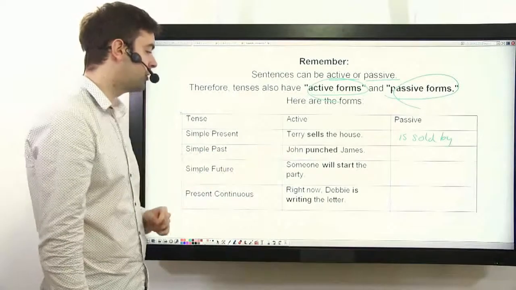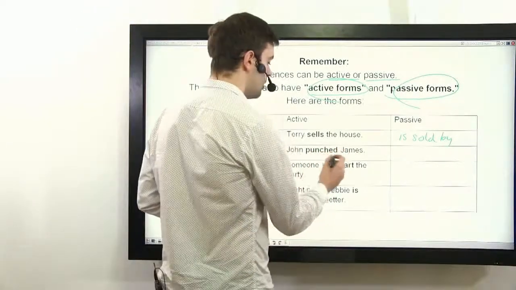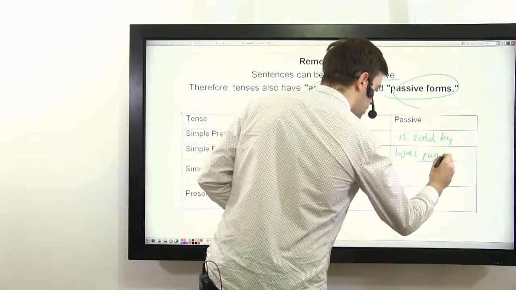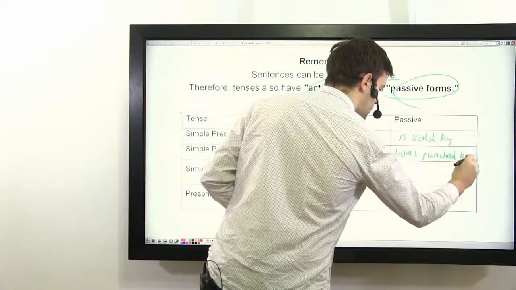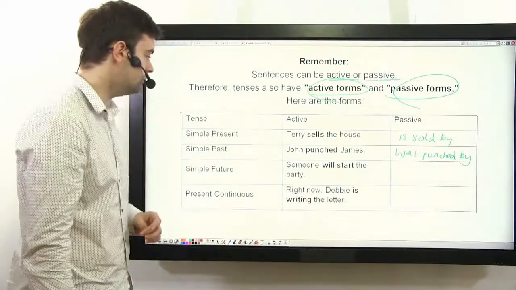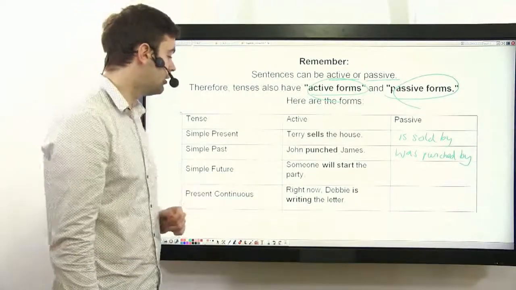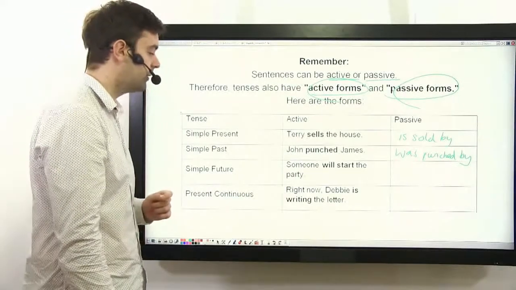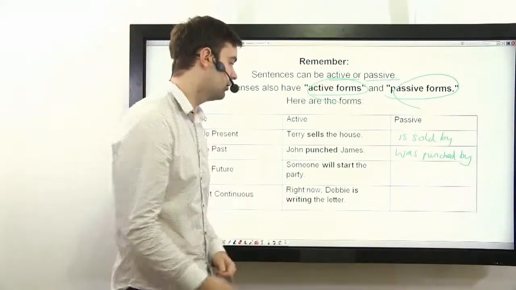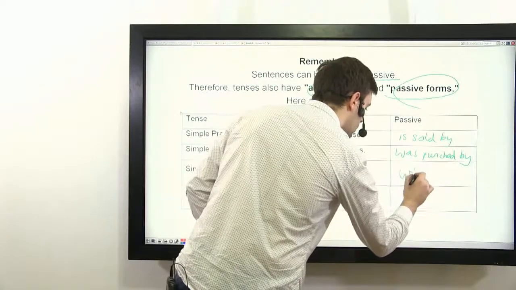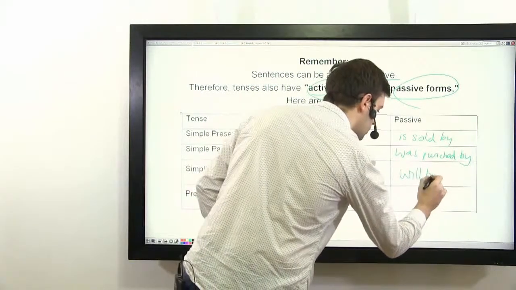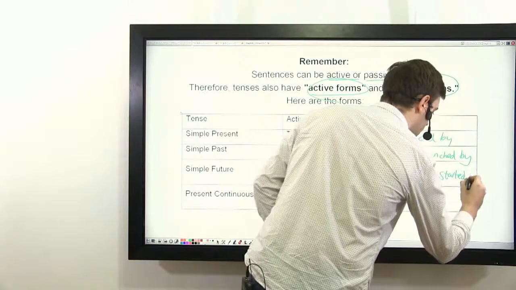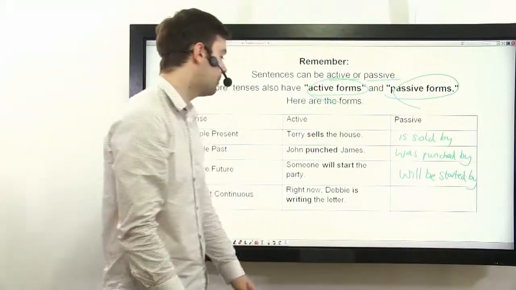Simple past, John punched James. James was punched by John. Simple future. Someone will start the party. The party will be started by someone.